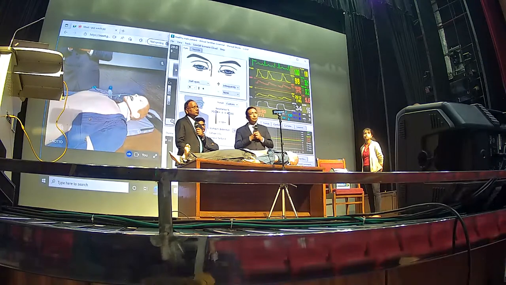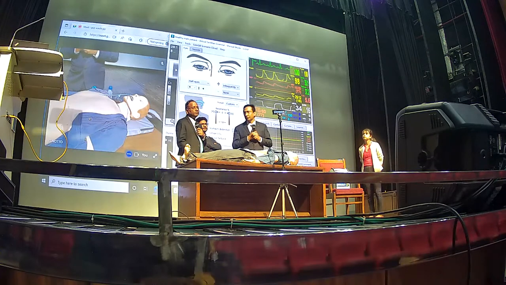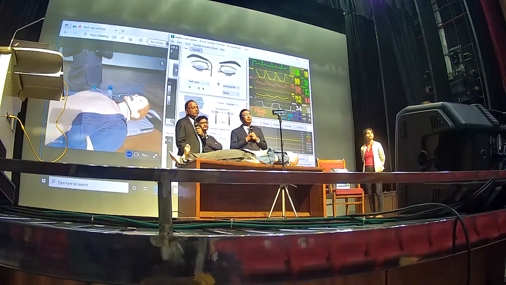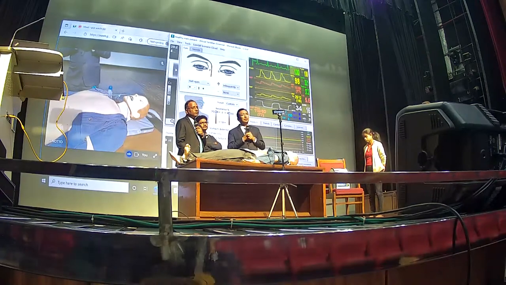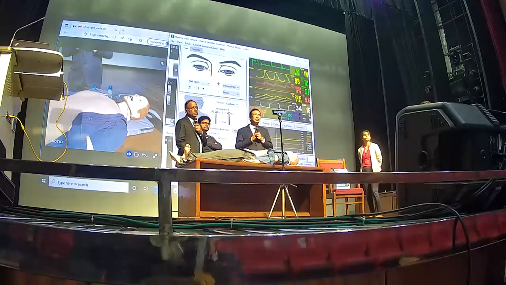For hypothermia, one of the presentations says you should measure the core temperature. The best way to measure core temperature is esophageal. But most of the general ICUs, all centers will not have that. Rectal temperature you can measure. It's easy. Rectal temperature.